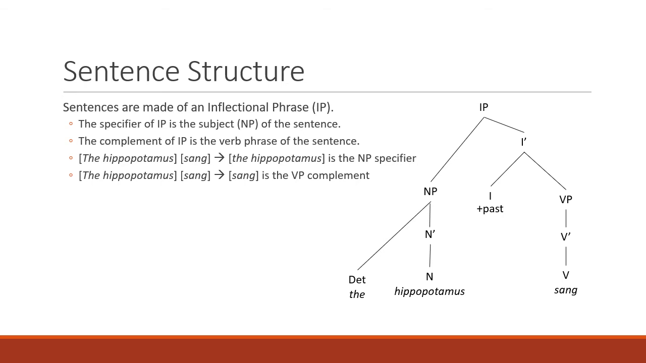So if you go back to that structure, you have the specifier to the left, which is the NP, and then you have the head, which is the tense, or the I, the tense and inflection. And then you have the complement, which is the VP. And this is how a regular sentence is set up. So if you'll just think of that IP as sentence, then that can help you a lot along the way.